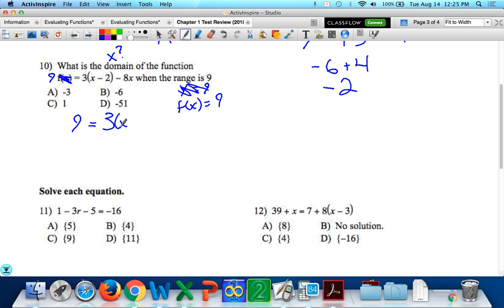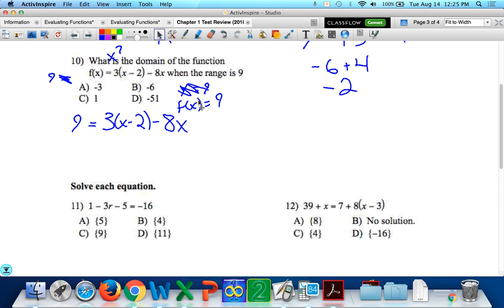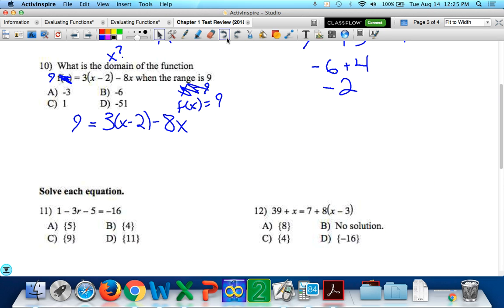So it's 3 times (x minus 2) minus 8x. All we've done is copy down the original function up here, and replace f of x with 9 because it said the entire range was 9. So now we're just looking for this x. Before we do any of that, we have got to combine all our x's and numbers together and then start moving them. We've got to free this one up by distributing.